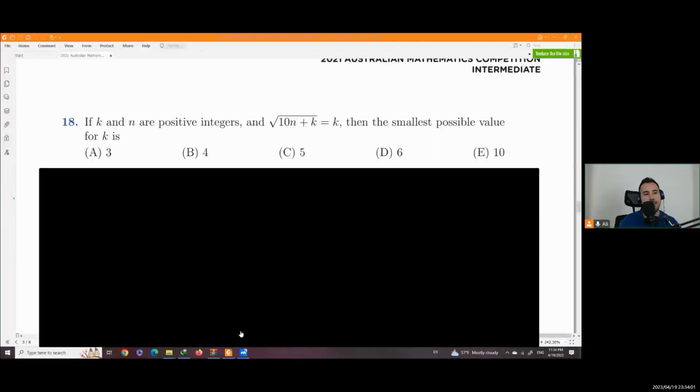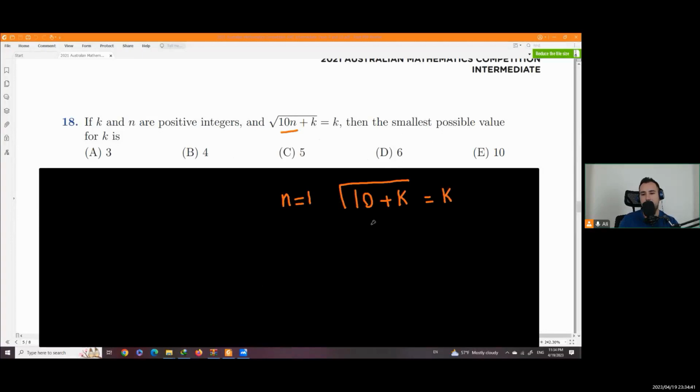Okay, question 18. Again, another easy question. If you just try to guess the value: if k and n are positive integers and we have this equation, then the smallest possible value for k is... okay, we want to minimize k. What is the smallest value for n? It cannot be 0 or negative, so n would be 1. Then it will be 10 plus k, equals, and the square root of this is supposed to be k again.